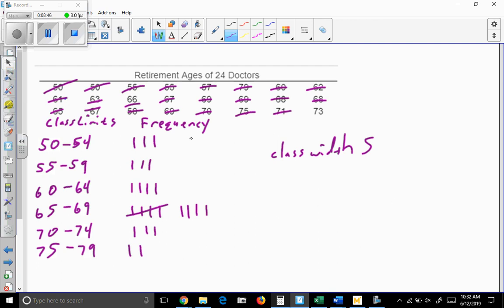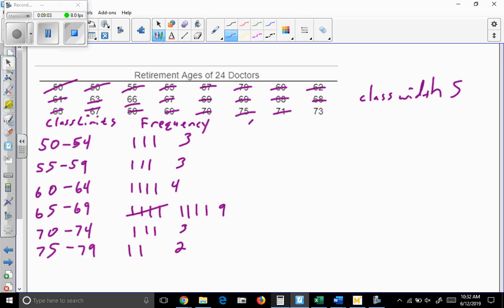So the first group has 3 in it, then 3, 4, 9, 3, and 2. So that's the frequency for each of our classes.